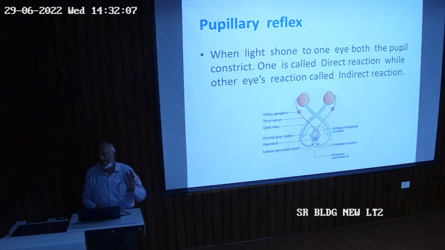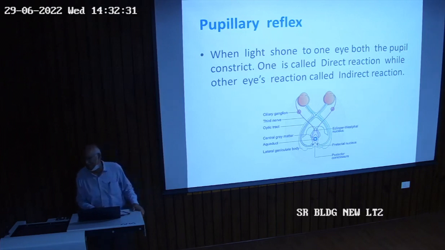This is the light reflex. This is the pathway. So you have to tell: optic nerve, optic chiasma, optic tract, pretectal nucleus, Edinger-Westphal nucleus, ciliary ganglion, both sides, and then the ciliary muscle and sphincter pupillae on both sides, then constriction of the pupil occurs on both sides. This is the pathway.